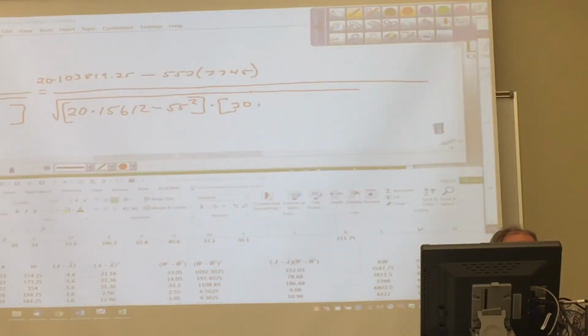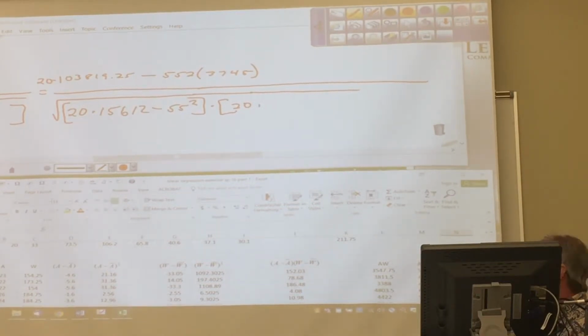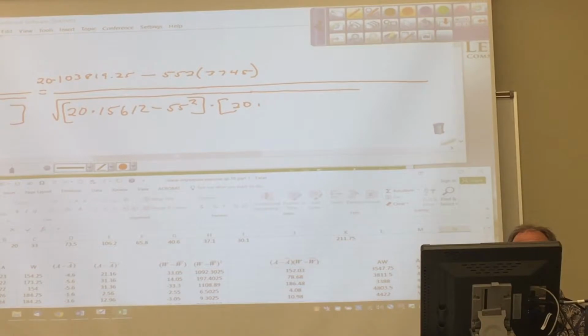Which is why, when I do it on Excel, I do it in pieces. So how am I going to get this value? I'm going to square W. Where do I find W? In column C. So I'm going to take column C and square it. And I've got to do that for all 20.